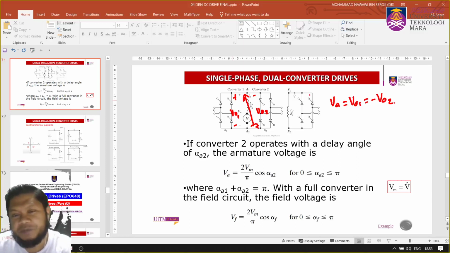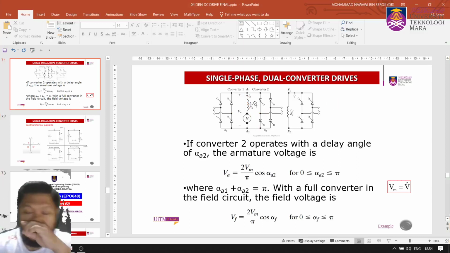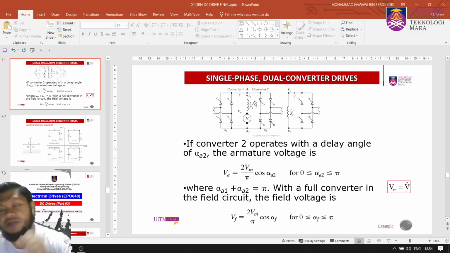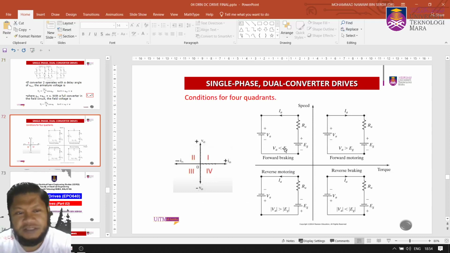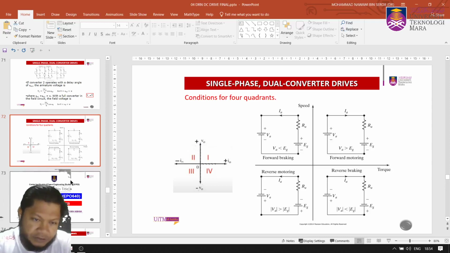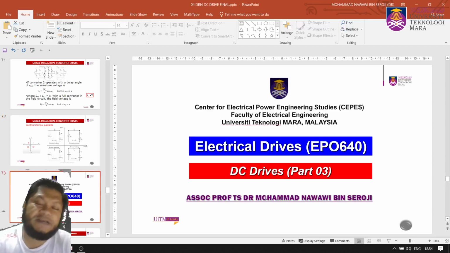And therefore, you operate under what? Quadrant 1, quadrant 1 operation. So you can have all 4 quadrant operations by using this dual converter. Okay, clear? Right. So now we're going to continue with the next one, the 3-phase voltage.